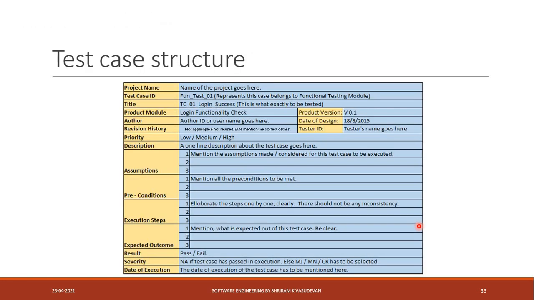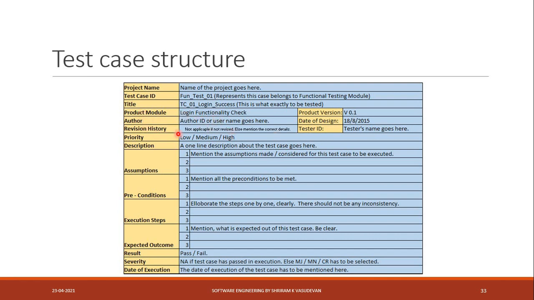That's all. Now I will show you a test case very simply. So please go through it. This is a very important thing. See the details that are available here. Project name: what is the name of the project? Test case ID: Function_test_01. Title of the test case: Login success message. Product module. Version. Date of design. The tester's ID. Who is the author of this module?